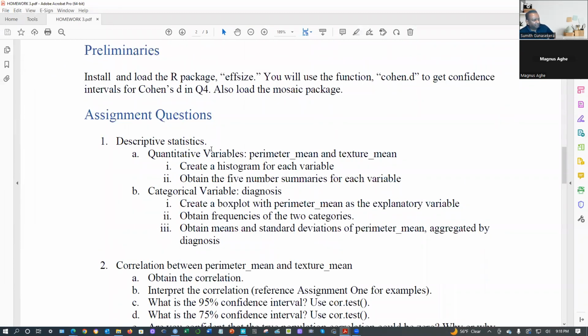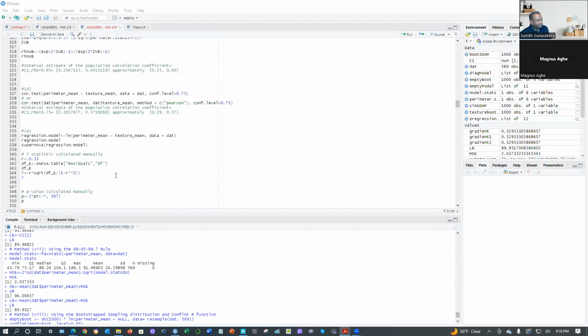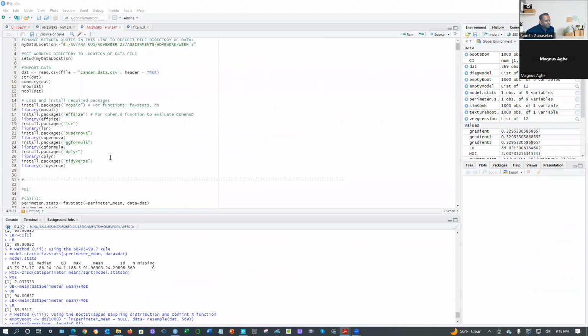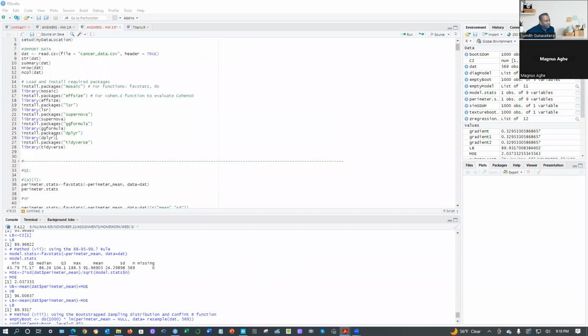Descriptive statistics: the quantitative variables are perimeter mean and texture mean. Create a histogram for each variable. Obtain 5-number summaries for each variable. Okay, let's try to answer question number 1, part A, Roman numerals 1 and 2. Let's go ahead.